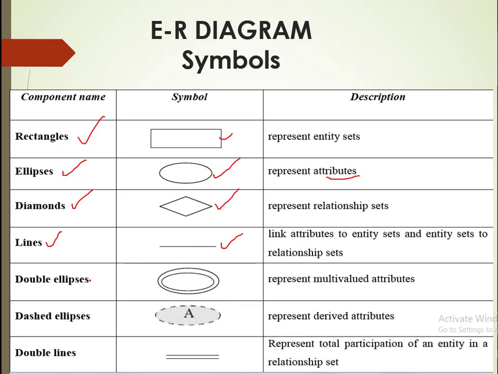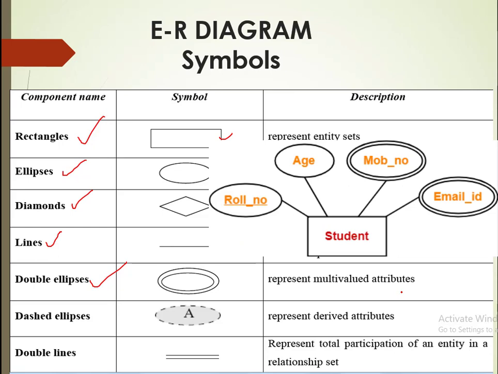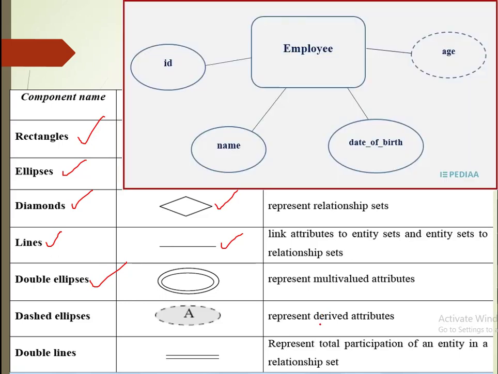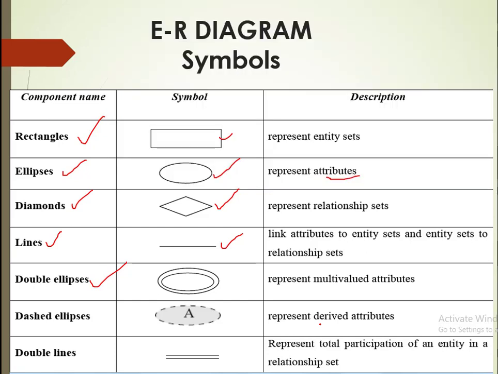Then we have the double ellipse, which is represented in this manner. It's normally used when you have attributes that are multi-valued, that can have more than one value. Then we have the dashed ellipse, which is used to denote what we refer to as derived attributes. An example is age, which you can derive from the date of birth of a given person.